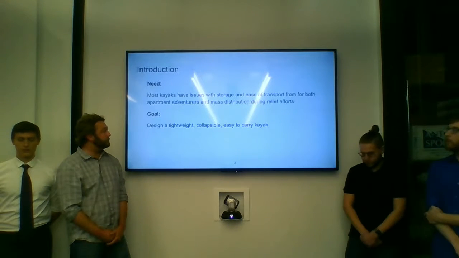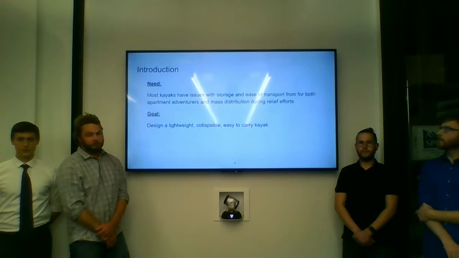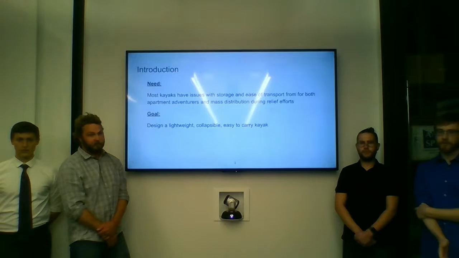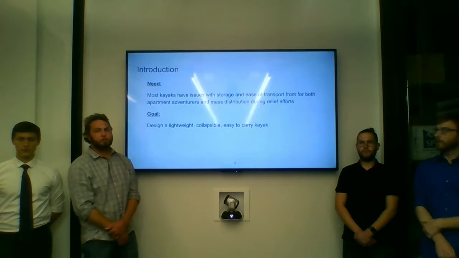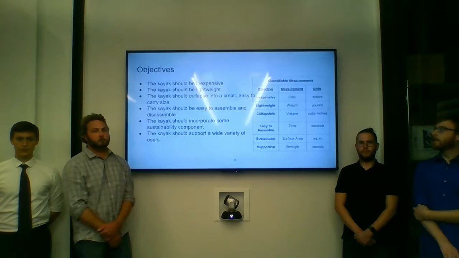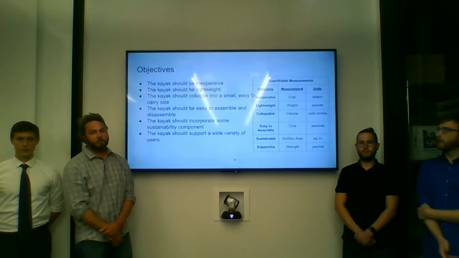The need statement for our project is that most kayaks have issues with storage and ease of transportation from both apartment adventurers and mass distribution during relief efforts. And our goal is to design a lightweight, collapsible, easy to carry kayak. To meet that goal, we created these objectives.